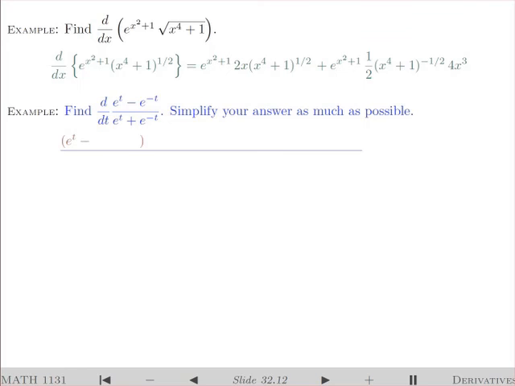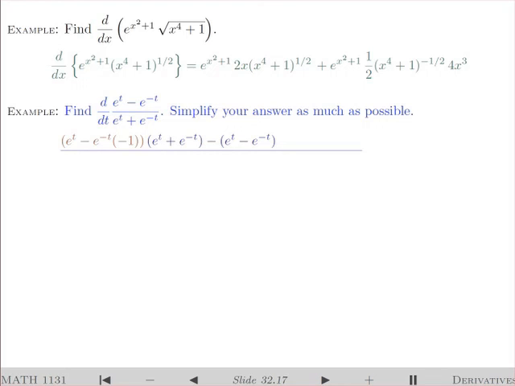First term is e power t, its derivative is e power t. The second term I have e power negative t. Again, it's an exponential function, so I get the exponential times the derivative of the exponent. The exponent is negative t, its derivative is negative 1. Times the denominator e power t plus e power negative t, minus e power t minus e power negative t times the derivative of the denominator.